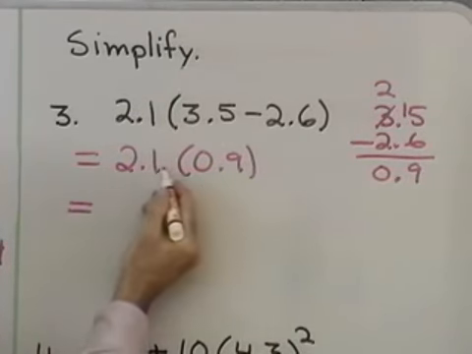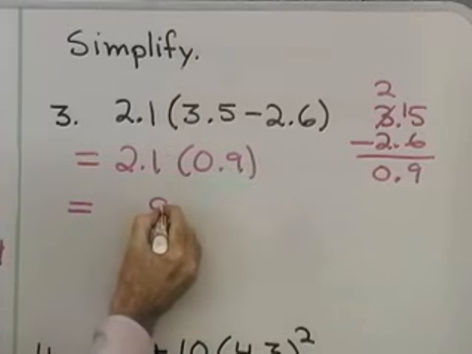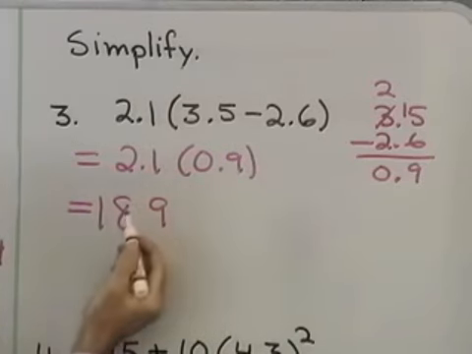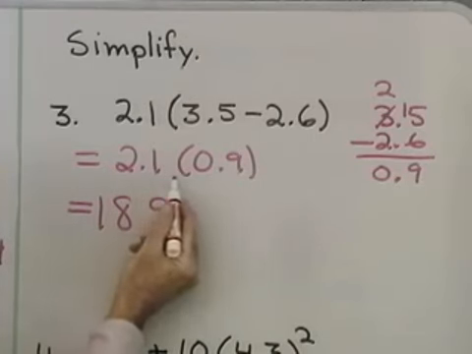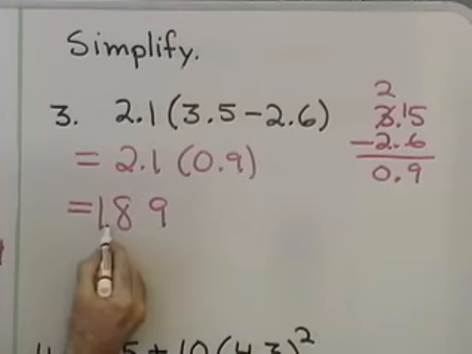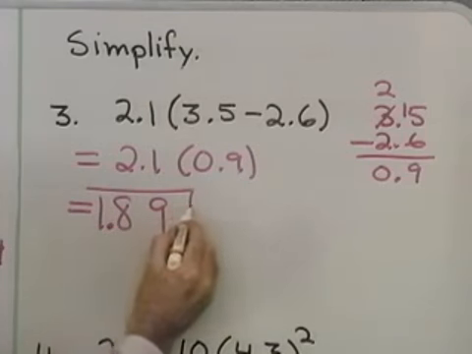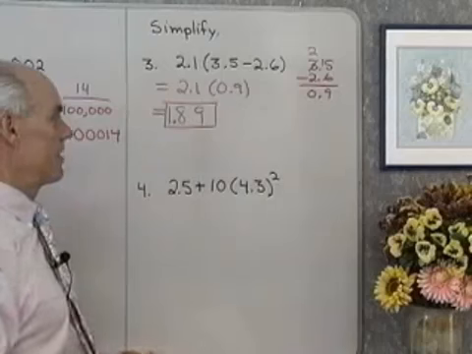Okay, let's just multiply 9 times 21. 9 times 1 is 9. 9 times 2 is 18. I have 2 digits to the right of the decimal point in the two numbers I multiplied to get this 189, so the decimal point needs to go there so that I have 2 digits to the right in the answer. So 1.89 for the answer to that.